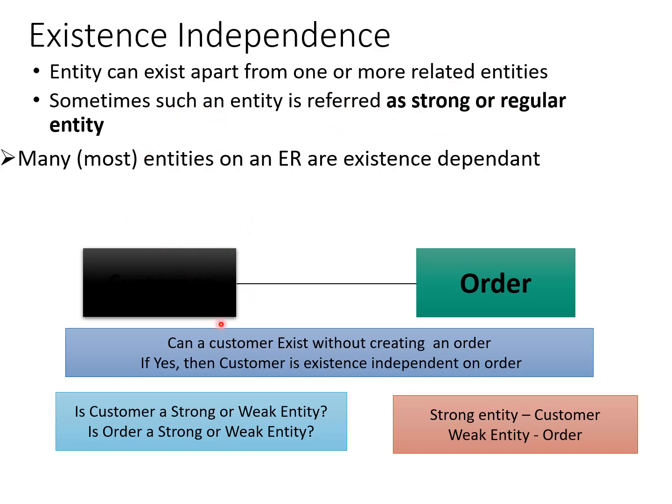So if you could see that, can a customer exist without creating an order? So the customer is not having any order at all. Still the customer can exist, but the order cannot. So you could say that customer is a strong entity, but order is a weak entity. So this is how you will understand the meaning of existence dependence and existence independence.